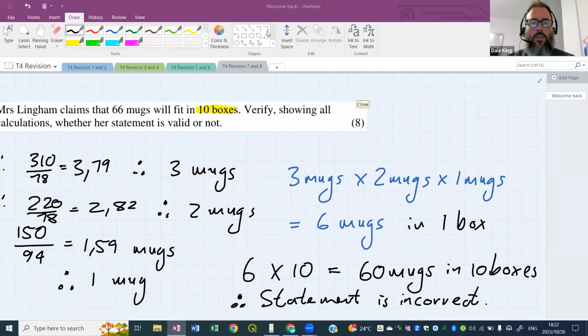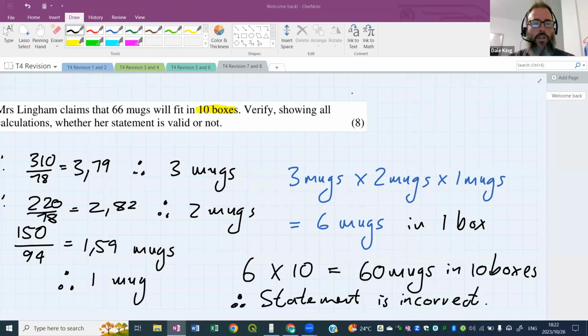Number of boxes, 66 divided by 6 is 11. Or you could do that, yes, Katlecha, you could say that. If it's 6 mugs a box, if they want to fit 66 mugs, they would need 11 boxes. So the statement is incorrect or the statement is not valid.